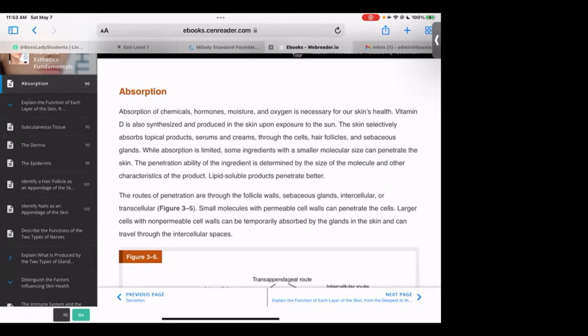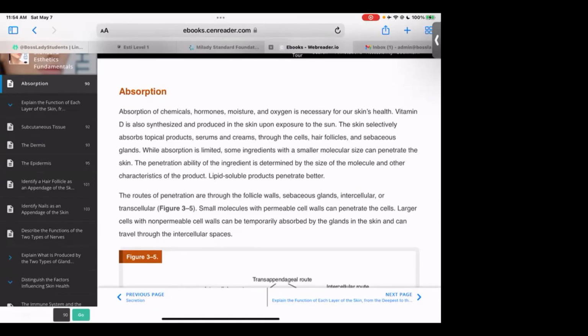The skin selectively absorbs topical products such as serums and creams through the cells, hair follicles, pores, and sebaceous glands. But while absorption is limited, some ingredients with a smaller molecule size can penetrate the skin. The penetration ability of the ingredients is determined by the size of the molecule and other characteristics of the product. So lipid-soluble products will penetrate the skin better. Products that are smaller in molecule size will also penetrate better.